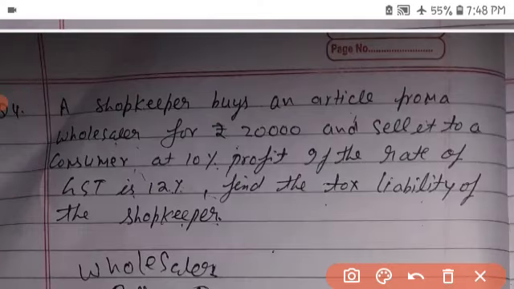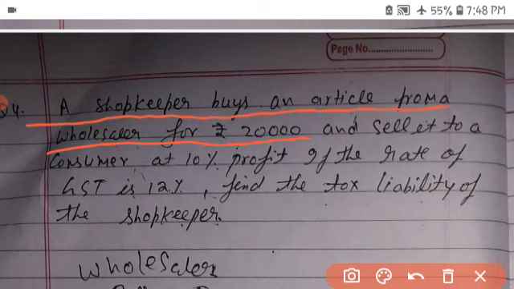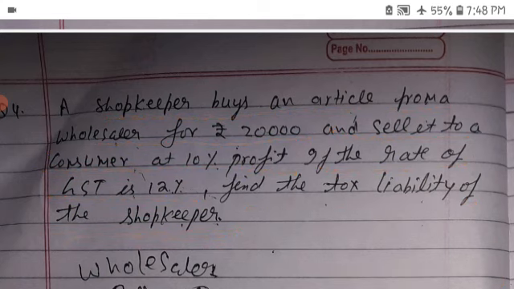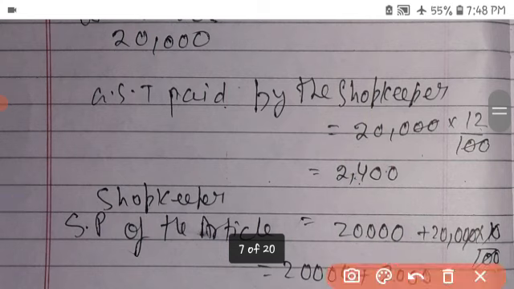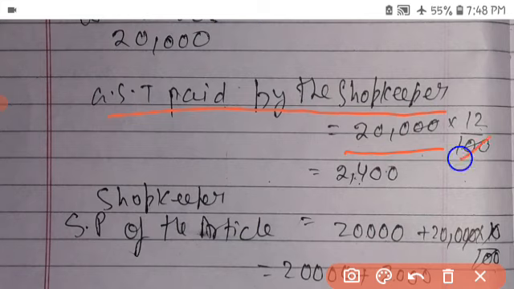Question 4. A shopkeeper buys an article from a wholesaler for rupees 20,000 and sells it to a consumer at a 10% profit. If the rate of GST is 12%, find the tax liability of the shopkeeper. Wholesaler 20,000. So GST paid by the shopkeeper is 20,000 into 12 upon 100, the 100 is cancelled. Now 200 multiplied by 12 is equal to 2,400.